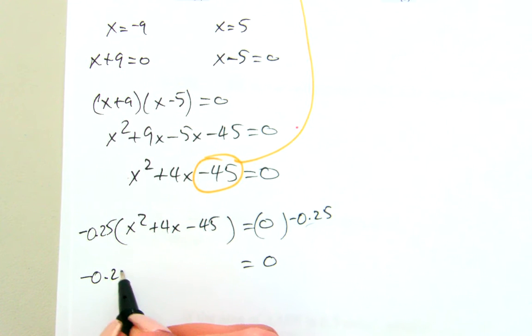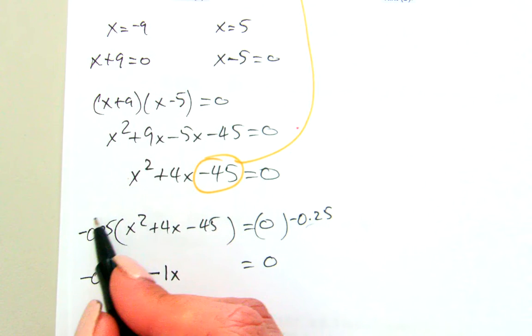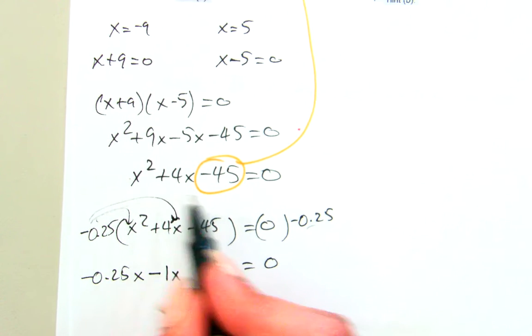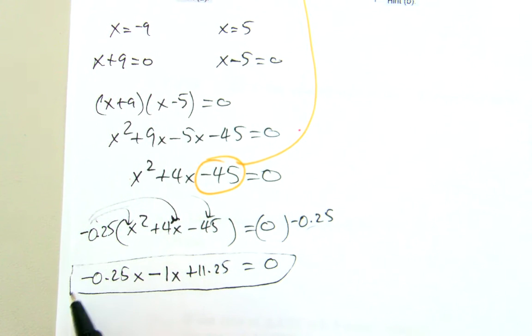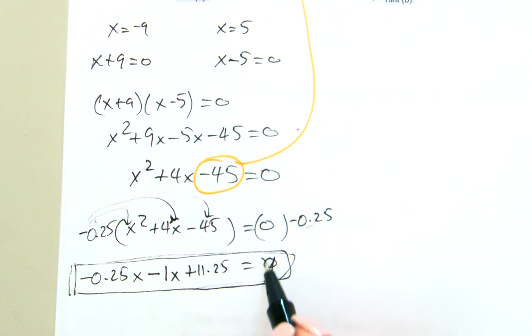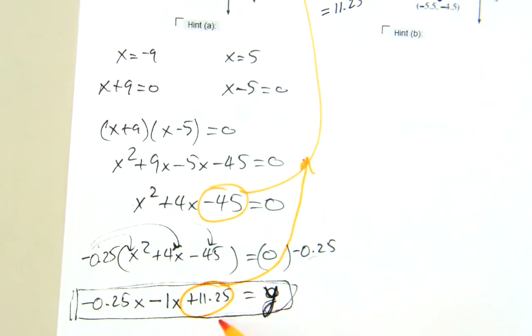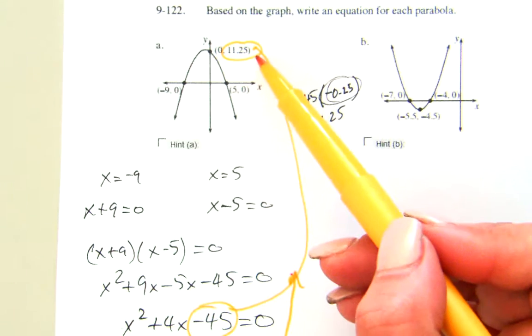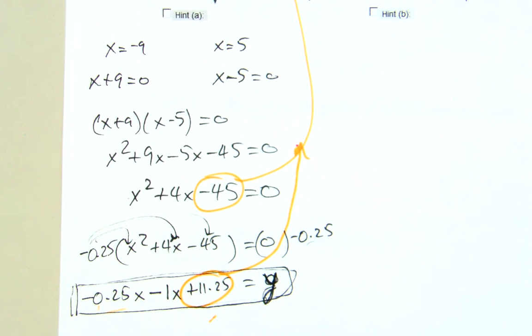Then you get -0.25x squared, negative 0.25 times 4 is 1, so that becomes -1x. You're just distributing everything in, and then you get positive 11.25. So now this is your equation, with the y, I should say, not with the 0. Now you can certify that this gives you 11.25, so your final equation is the one you get after you multiply by -0.25.